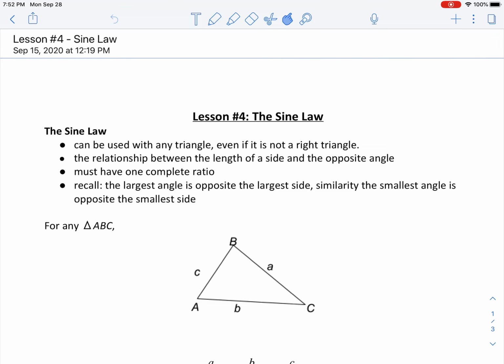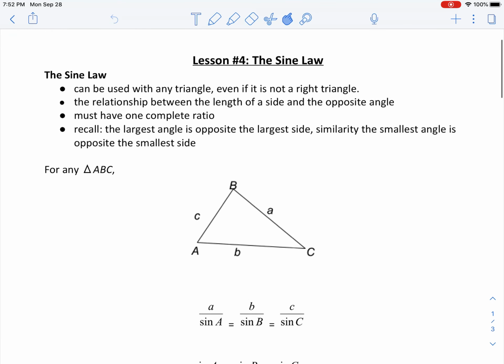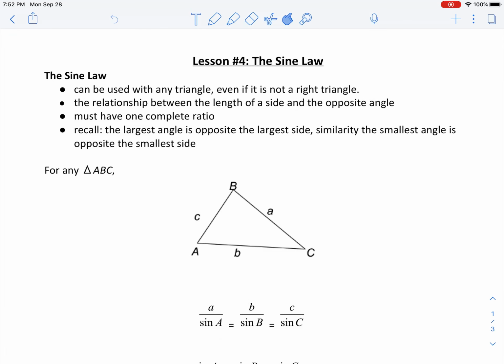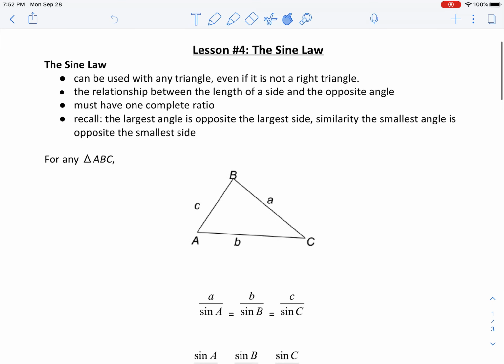Okay, next lesson is the sine law. You may or may not be familiar with the sine law from last year. So this is something we can use when we are given a triangle that is not a right triangle. Okay? It can be used with any triangle, but you saw that SOHCAHTOA and Pythagorean theorem only work with right angle triangles. So we often use these when we are given acute angle triangles and cannot solve another way.